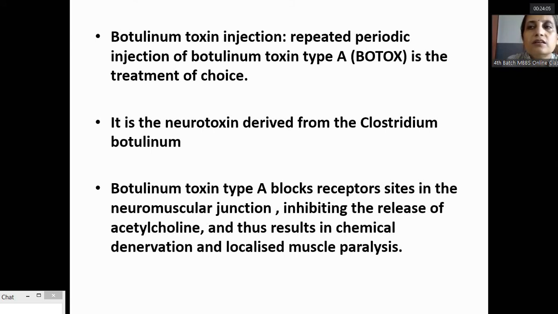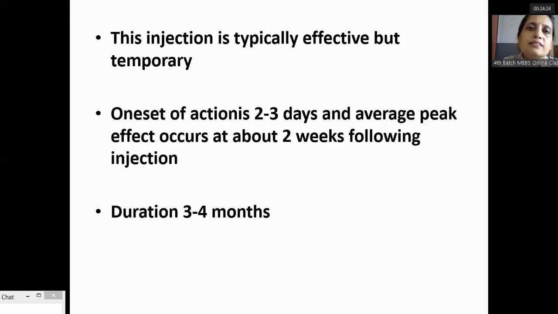So it can also be thought that a disturbance in the neuromuscular transmission mechanism has led to this condition. But what the aggravating factors are is still not known. This injection is typically effective but only temporary. Botulinum toxin is very effective, but it is only a temporary measure. Onset of action is in 2 to 3 days, and the peak effect lasts for about 2 weeks following the injection, and the benefit lasts for about 3 to 4 months.